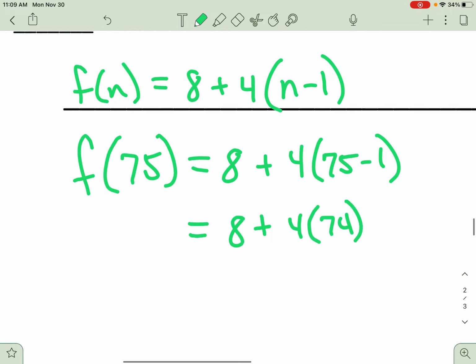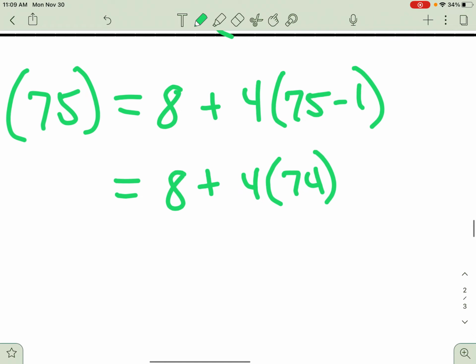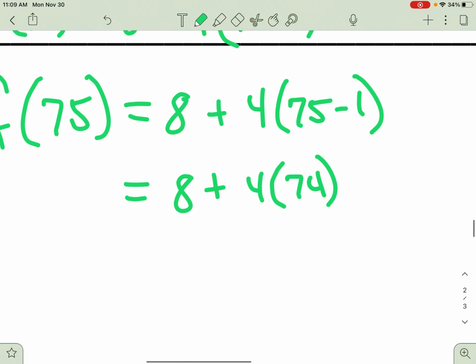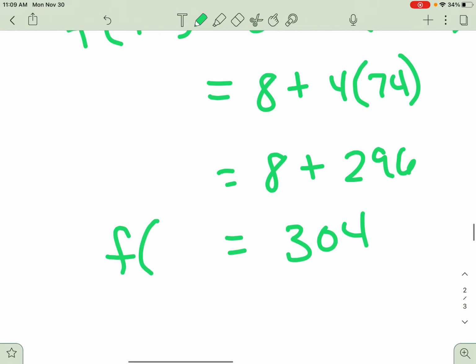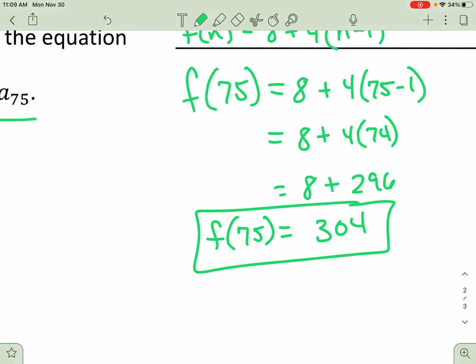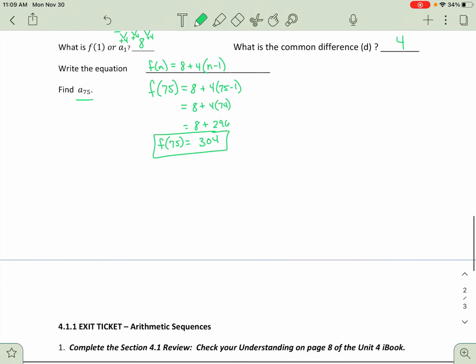Let's see, 75 times 5 would give you 300. 300 minus 4 is 296. So this would be 296. So this would be 304. So the value of the function at 75 is 304. Okay?